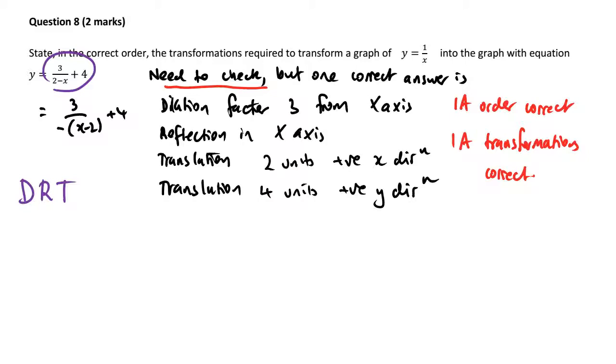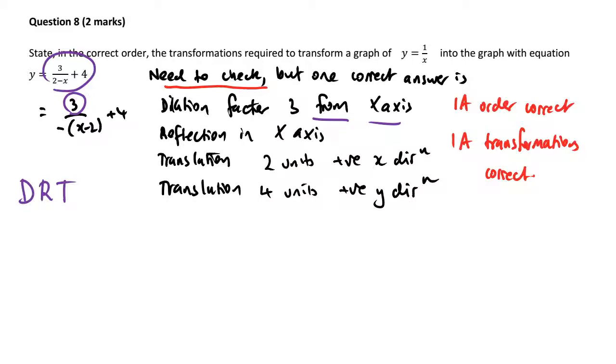you're really flirting with death, signing your own death warrants if you try and flirt with it and hope that you're going to get the right answers to these. Okay, let's have a look and see what is correct here. So I'm going to look at the 3 first, and I notice that what that does is it multiplies everything by 3, and so therefore this is a dilation factor 3 from the x-axis.